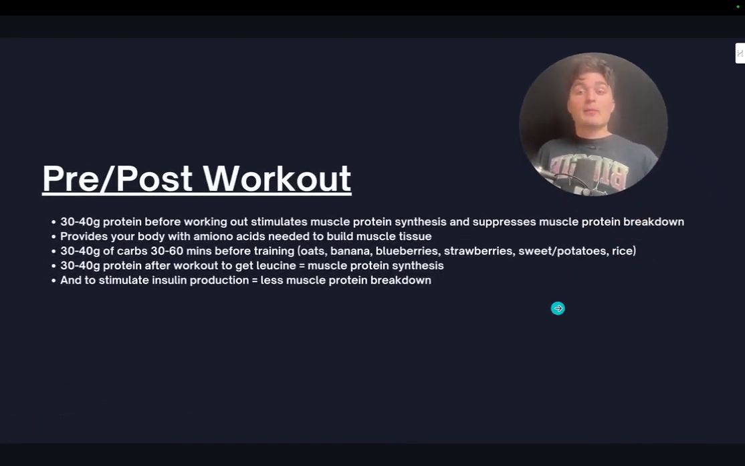Now let's talk a little bit about pre and post workout nutrition. Okay, I recommend 30 to 40 grams of protein before working out. It stimulates muscle protein synthesis and it suppresses muscle protein breakdown, which is what occurs during your workout, right? It also provides your body with amino acids needed to build muscle tissue. All simple stuff. 30 to 40 grams of carbs, 30 to 60 minutes before training. I also advise oats, bananas, blueberries, strawberries, sweet potatoes, rice are my go-tos.